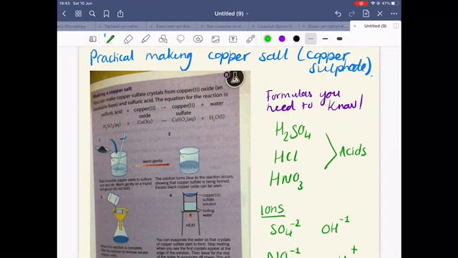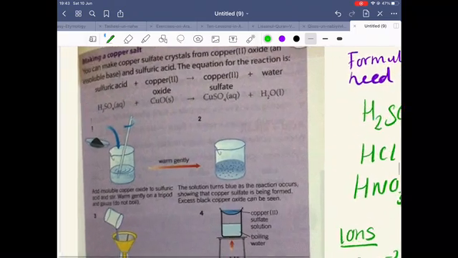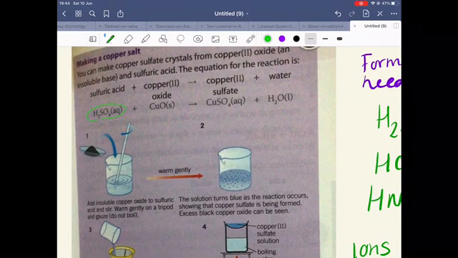Okay, so after we did that in class, we did this practical, which is making copper sulfate crystals. Now, it doesn't just have to be copper sulfate crystals. It could be anything, as long as it's an insoluble base. We react it with an acid, and then we use filtration and then crystallization to make our crystals.